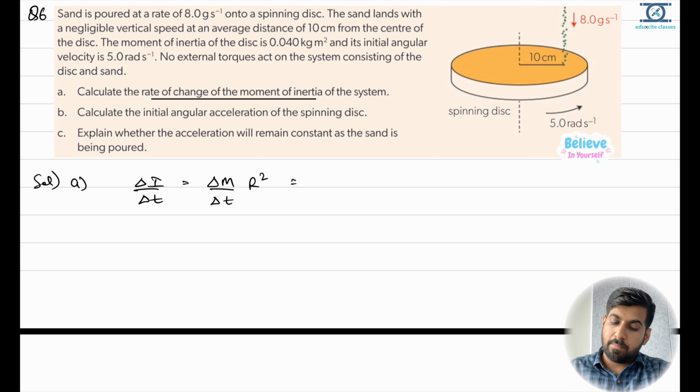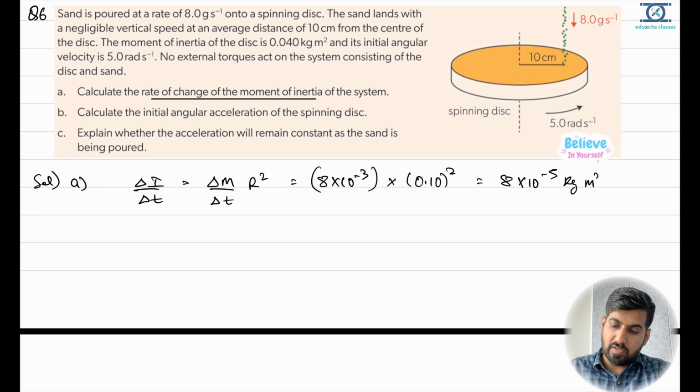So 8 gram per second, so 8 into 10 raised to power minus 3 kg per second. This is delta m over delta t, into the distance, which is 10 centimeters. So this can be 0.10 squared. Now when you solve this, this will come out to be 8 into 10 raised to power minus 5 kg meter square s to the power minus 1. So this is the rate of change of moment of inertia. This is the answer for your A part, right?